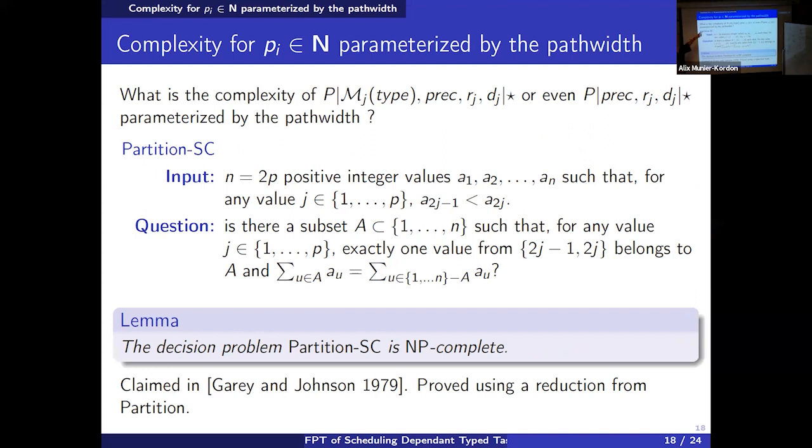Okay, so if now we consider non-unitary durations, in fact, we start from a sub-problem of partition, where you have 2p integer values, and for every g, this one is strictly inferior to the second one. So this relation relies only on couples of partitions.